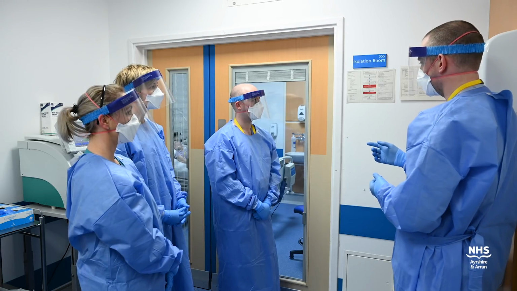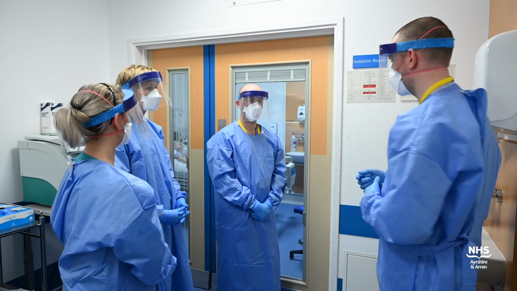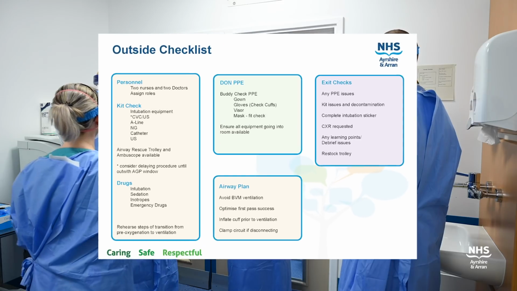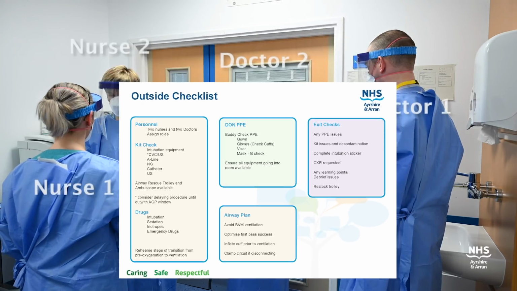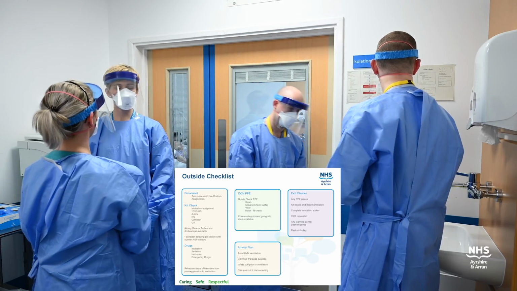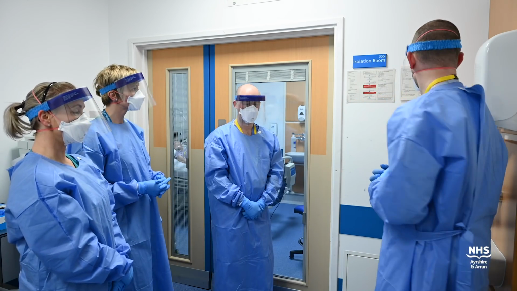Ideally, the patient should be managed in a side room with negative pressure, and prior to entering the patient room, the team should huddle and run through the outside checklist. Key topics to cover during the huddle are team role allocation, checking of kit and drugs, airway management planning, and correct donning of PPE using a buddy system.